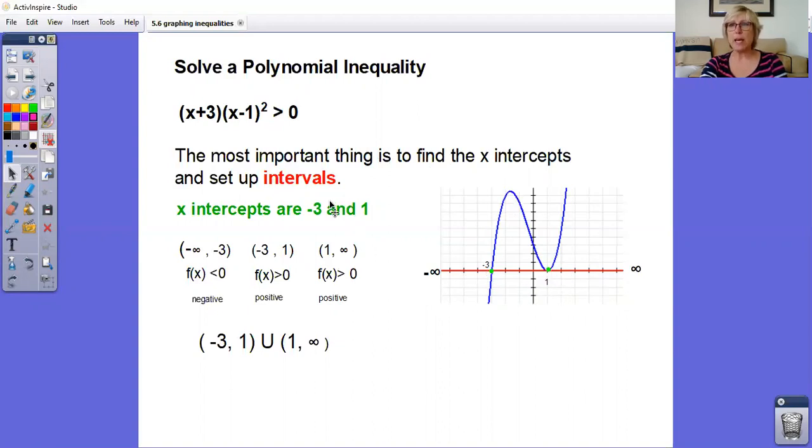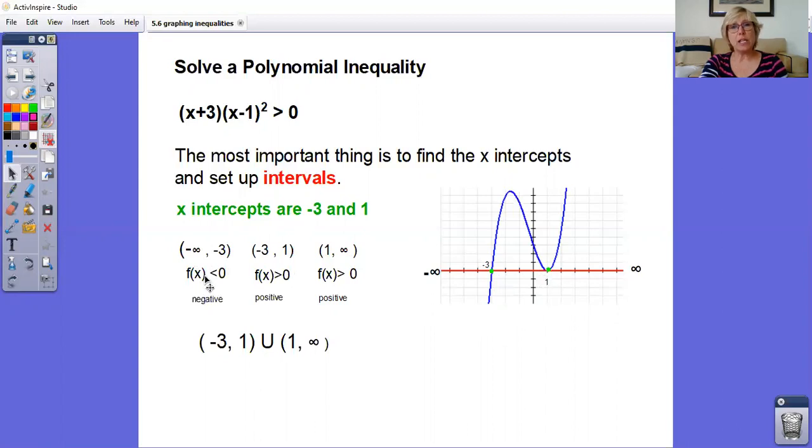Find the x-intercepts. In this example, my x-intercepts are at -3 and +1. So I'm going to set up a set of intervals, and I'm always going to start with -infinity. I'm going to run from -infinity until I hit my first x-intercept. Then I'm going to go from that first x-intercept on to the next x-intercept, from -3 to 1. And then from 1 on to infinity.